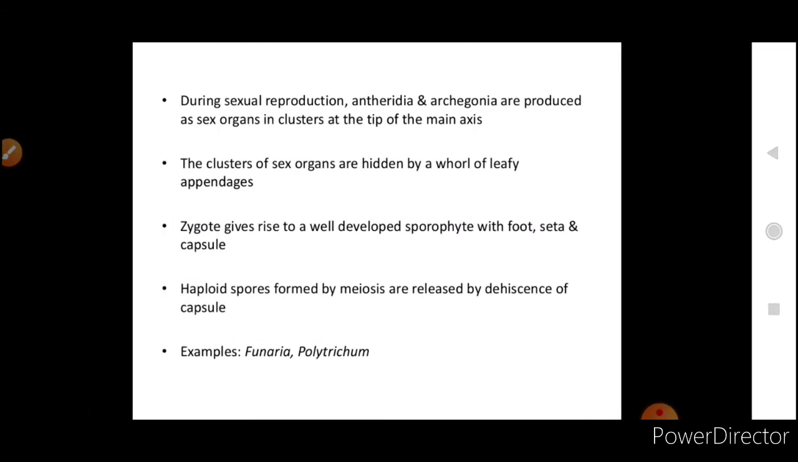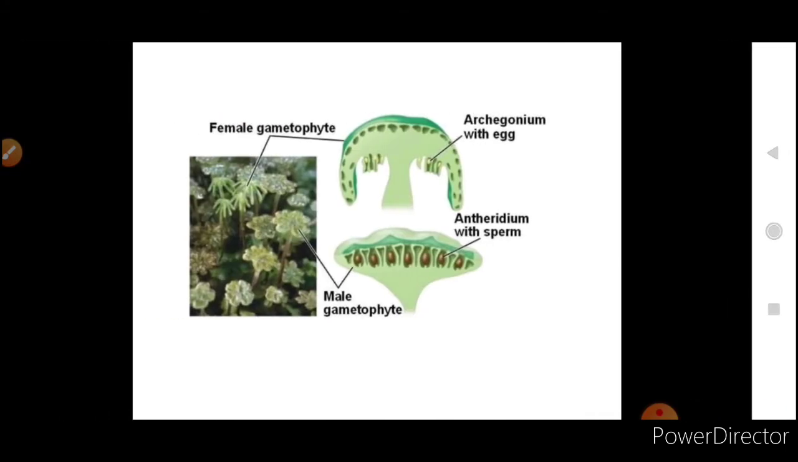During sexual reproduction, antheridia and archegonia are produced as sex organs in clusters at the tip of the main axis. The clusters of sex organs are hidden by a whorl of leafy appendages. The zygote, formed by fusion of male and female gametes, will give rise to a well developed sporophyte with foot, seta and capsule. Okay, three structures will be present. The upper one is the capsule, then the seta and the foot. Haploid spores formed by meiosis are released by dehiscence of the capsule. Examples are Funaria and Polytrichum.